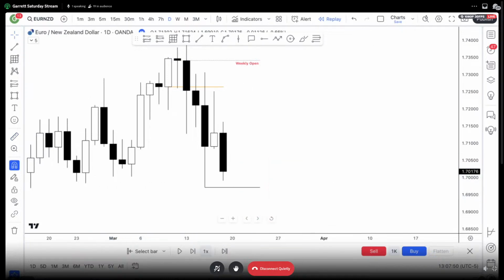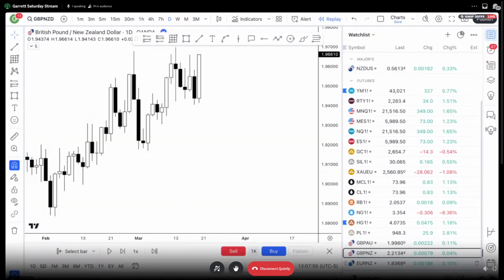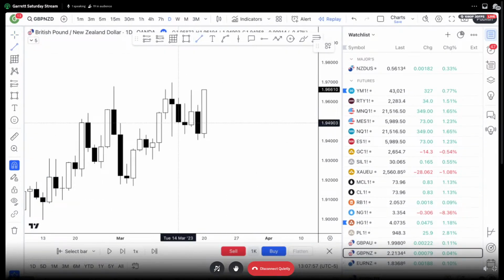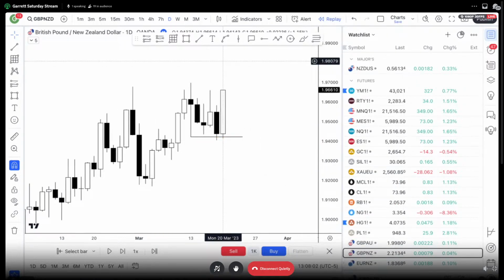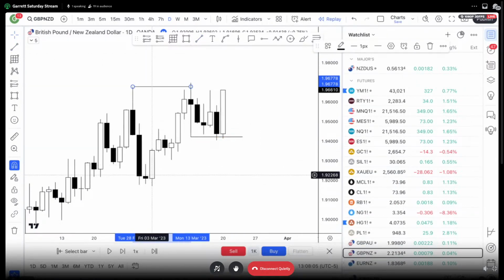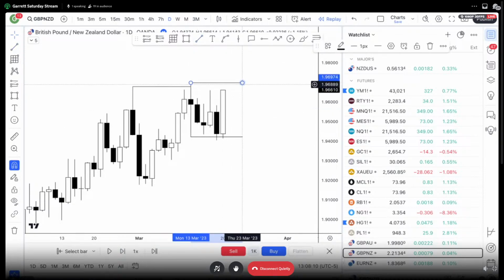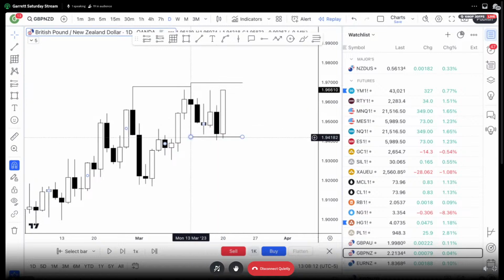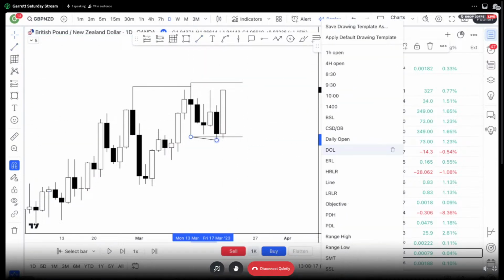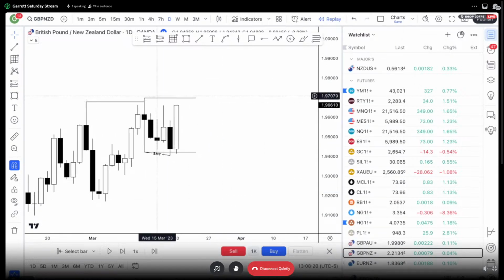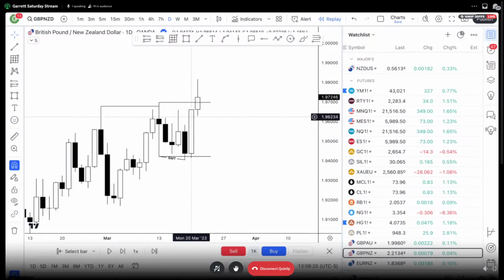But what do we do? We form an SMT here. If I show you, look. On the correlated asset, what is this basically? It's expansion into this high, right? What's the phase of price we get? Consolidation, right? So if Friday manipulated this consolidation low, creating SMT, what do we expect Monday to do? Expand, right? And then this is our draw up here, right?